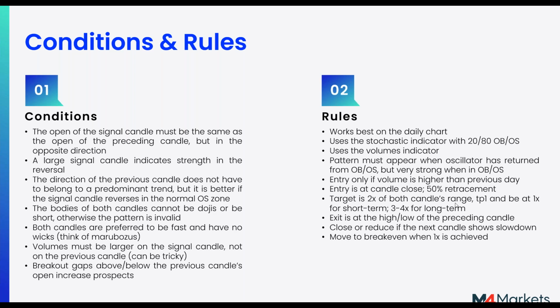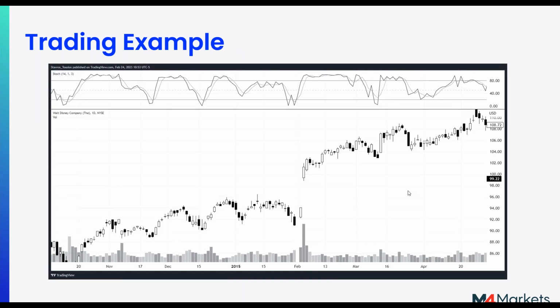The target is 2x on both candles' range. You see that? 2x on both candlesticks for take profit 1, and then you get another 2x, and then you go to 3 or 4 for the long term, because this is a very big signal, guys. Okay, the exit can be at the high and the low of the preceding candle, depending on which direction we go. Close or reduce on the next candle, so slow down, move to break even when one exit is achieved. So, and this is the example.